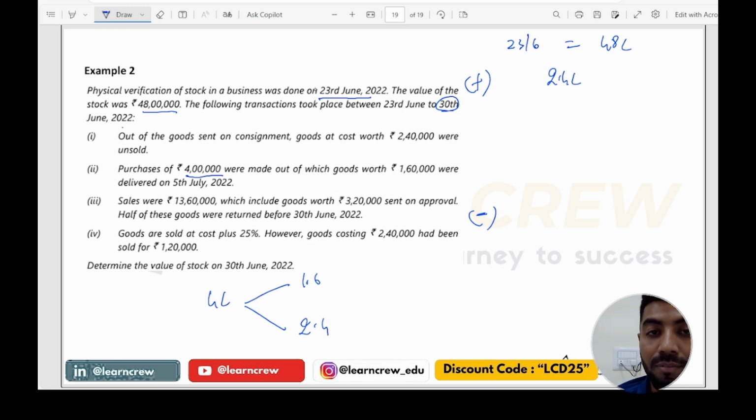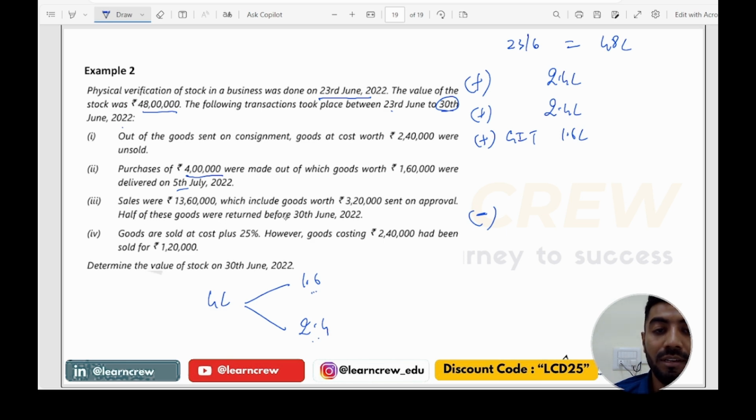This transaction has happened between 23rd June and 30th June. When you're purchasing, this is to be added in your inventory. That is nothing but 2.4 lakh. Add that purchase. Then again, this 1.6 lakh, goods in transit. Add that also. Goods in transit 1.6 lakh, which are not received as on 30th June, but still we need to add this, although received on 5th of July. Done.